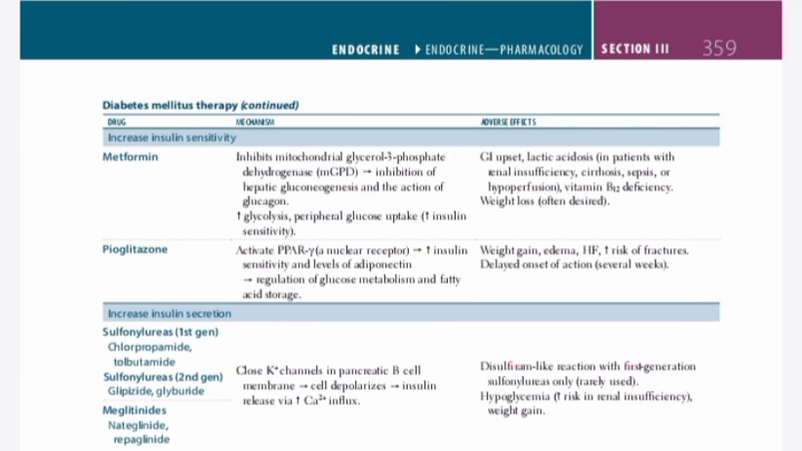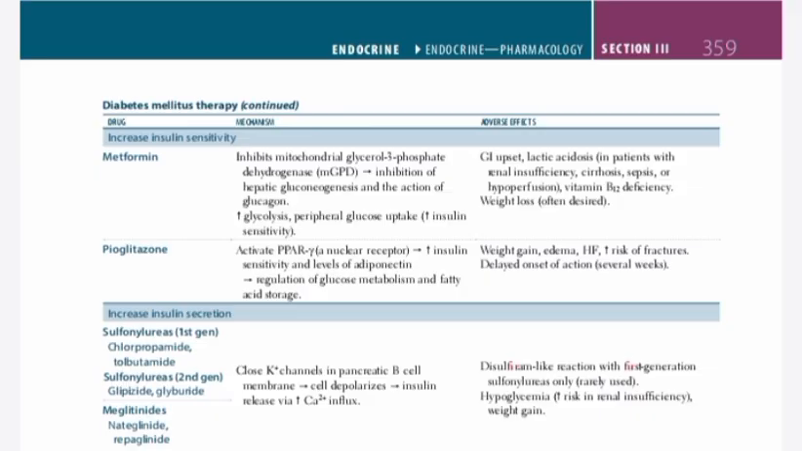Second one is pioglitazone. The main MCQ was the action of pioglitazone. So it activates PPAR gamma, a nuclear receptor which increases insulin sensitivity and levels of adiponectin. Further it regulates glucose metabolism and fatty acid storage. But pioglitazone has many side effects, like increased risk of fractures, weight gain, edema, heart failure, and it has delayed onset of action, so it is avoided mainly.